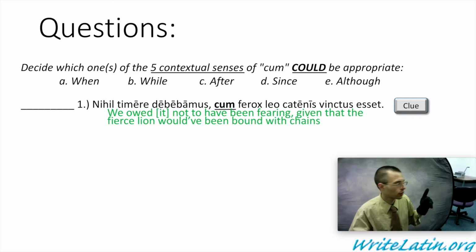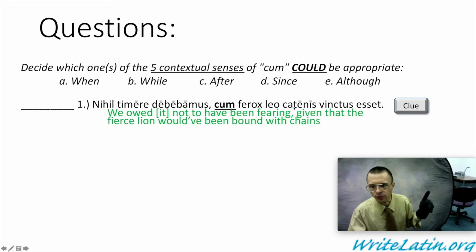While was when we have forward-looking subjunctives. Let's look. Do we have a forward-looking subjunctive? Esset, is that a forward-looking subjunctive? It could be, but vinctus esset is a backward-looking subjunctive. That's the passive of vinxerit. So actually this one could go either way, because you could treat the verb as just esset, with vinctus being an unimportant adjective, or you could treat the verb as being the whole thing, vinctus esset, in which case it's backward-looking. So, you know, really any of these could work, while or after.